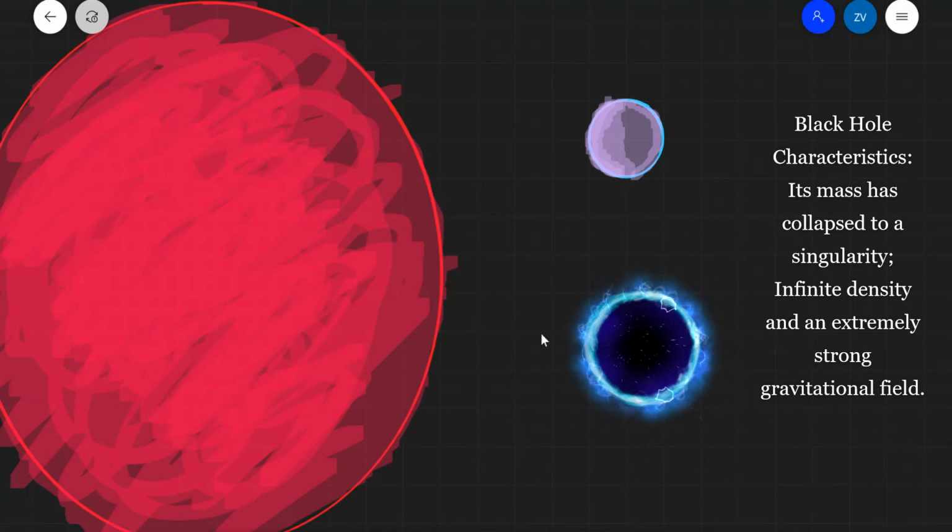Technically speaking, the density of a black hole is extremely high. In fact, it tends towards infinity. So they're infinitely dense and they have a very strong gravitational field. Okay folks, so this was the evolution of a very massive star.